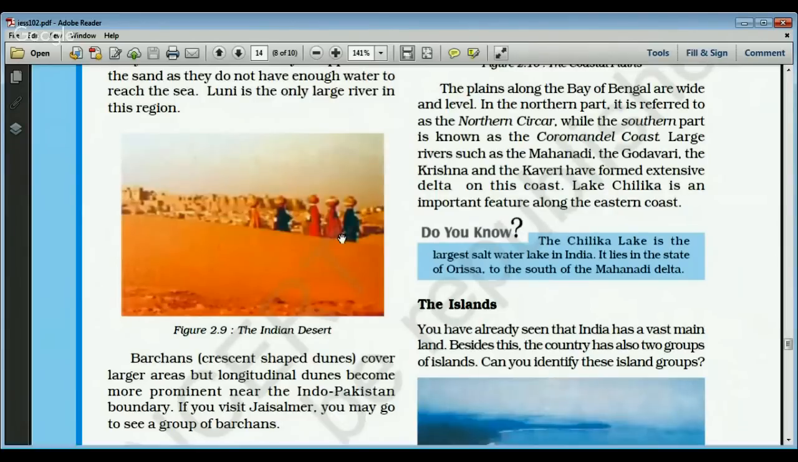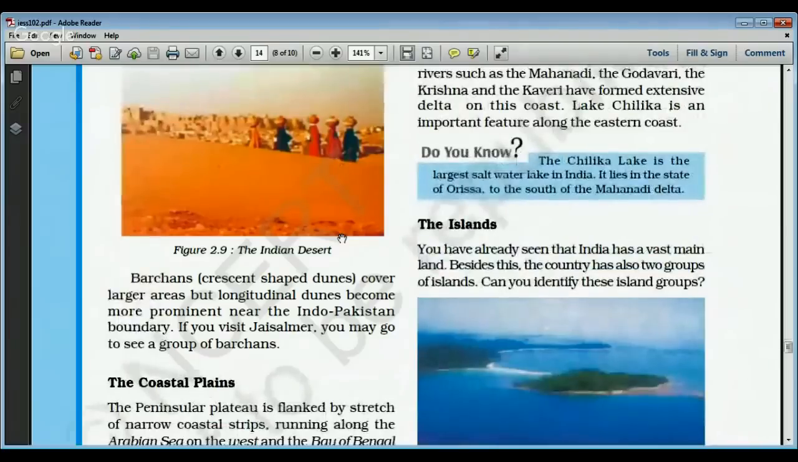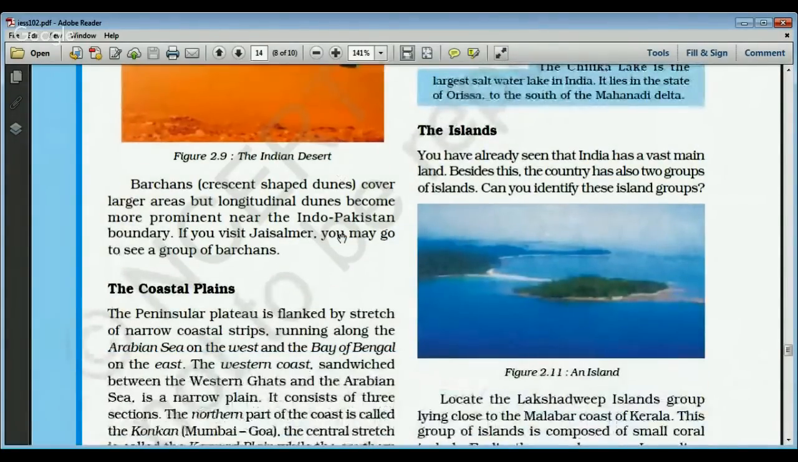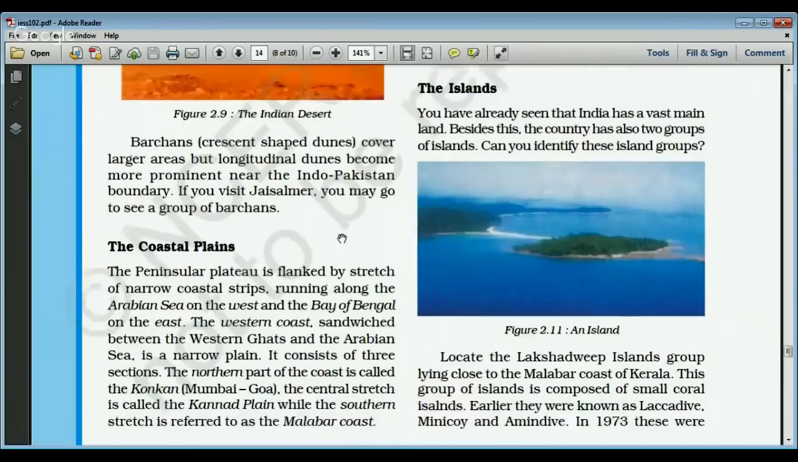And various large rivers like Mahanadi, Godavari, Krishna, and Kaveri have formed extensive deltas on this eastern coast. And this is the most important fact: Lake Chilka is the largest saltwater lake in India, and it lies in the state of Odisha, to the south of the Mahanadi Delta. And the last major physiographic division of India is islands. There are two groups of islands.